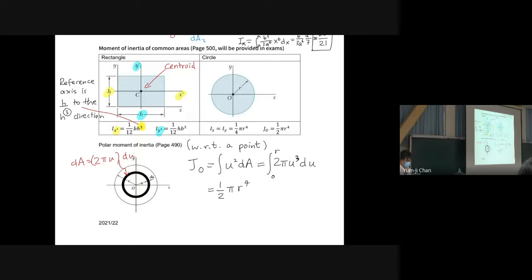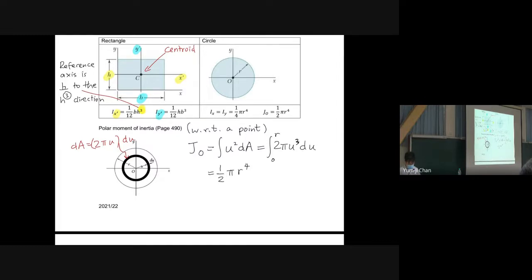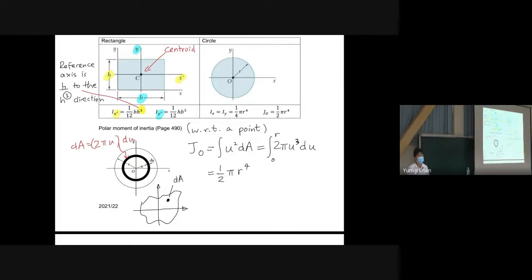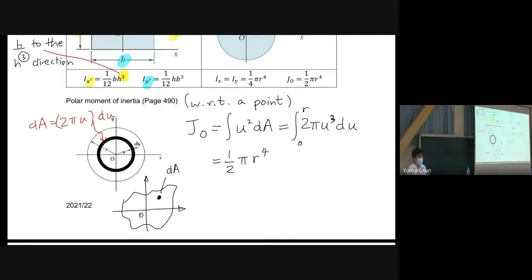Now, for the next part, it seems that we have three things: Ix, Iy, and Jo here. Are these three things independent? The answer is no. Let's take a look at one arbitrary shape, any shape. For example, if our dA is here, and we have point O here, and of course u is this one.